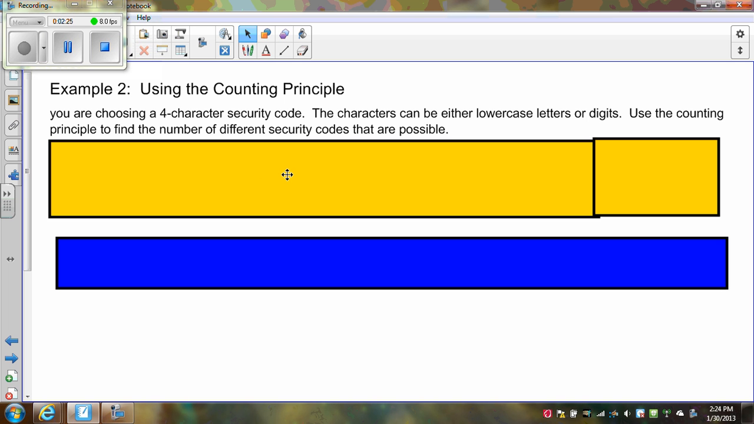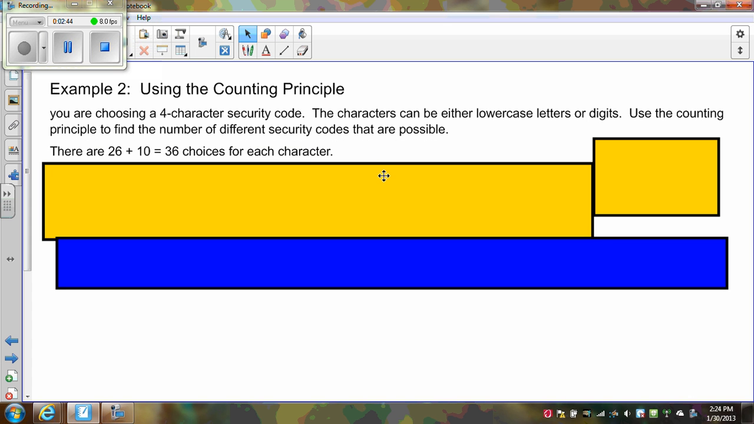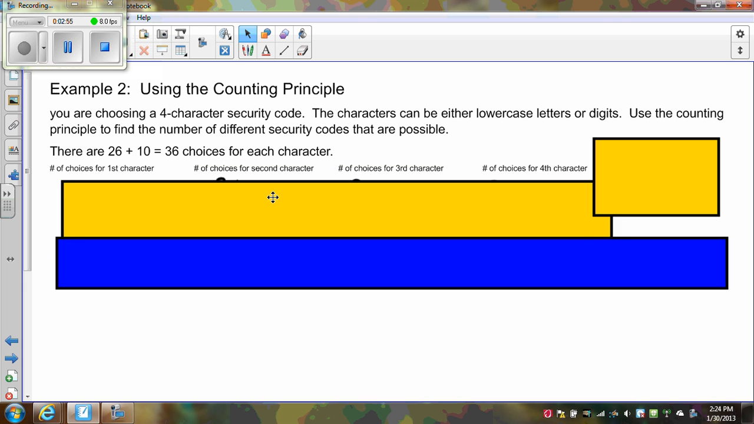Example 2 is now using the counting principle. You are choosing a 4 character security code, where each character can be a number or a letter. The characters can be either lowercase letters or digits. Use the counting principle to find the number of different security codes that are possible. There are 26 different letters in the alphabet, and we have 10 different numbers because we count 0, so 1 through 9 plus 0. So a total of 36 choices.